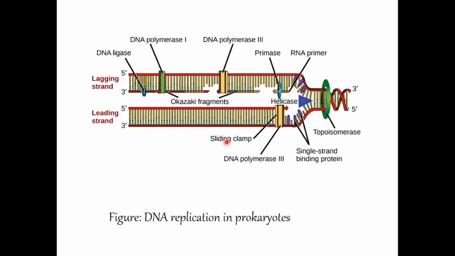Here, DNA polymerase simply synthesizes, adding nucleotides. There is what you call a sliding clamp. This sliding clamp holds DNA polymerase 3 at this position while it's doing its job. DNA polymerase 3 adds new nucleotides and synthesizes the new strand. So the sliding clamp holds DNA polymerase 3 at this position. In such a way, replication can be carried out.